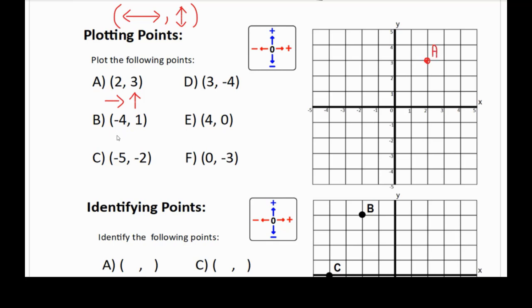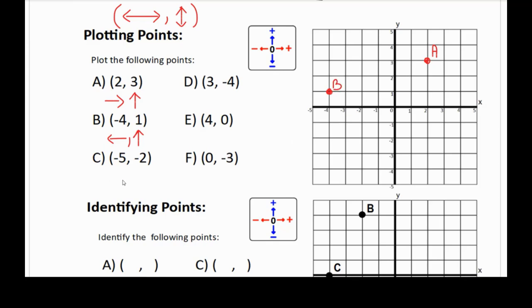Now let's do point B. Point B is -4, so that tells me I go to the left. And because the second number is positive, I'm going to go up. So I put my pencil at the origin, and I'm going to go 4 to the left, 1, 2, 3, 4, and 1 up. And I'm going to label letter B.